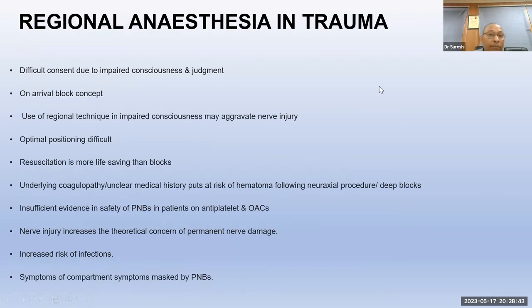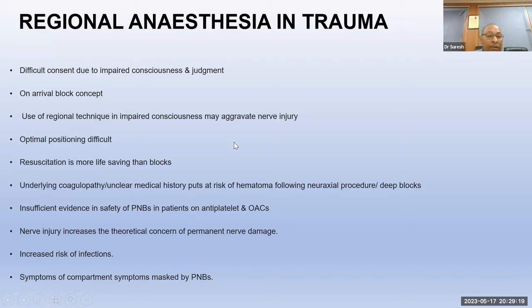Regional anesthesia is catching up, especially in extremity traumas. Difficult consent due to impaired consciousness or judgment, the on-arrival block concept. Use of RA in impaired consciousness may aggravate nerve injury, optimal position is difficult, resuscitation is more life-saving than blocks. Underlying coagulopathy or unclear medical history puts at risk of hematoma following neuraxial procedures, insufficient evidence in safety of peripheral nerve blocks in patients on antiplatelets or newer oral anticoagulants.